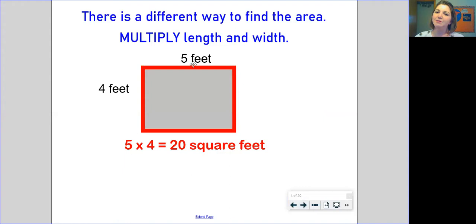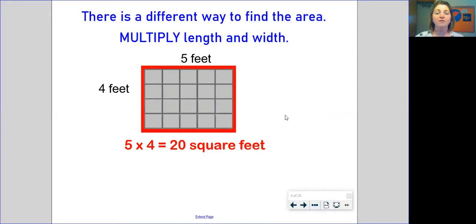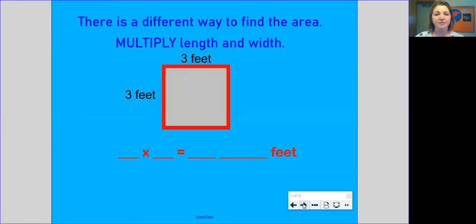But sometimes we only get the length and the width of a shape. If we only get the length and the width of a shape, we have to multiply those two to figure out the area. So imagine that there were a row of 5, and then you had 4 rows of 5. 5 times 4 equals 20, 20 square feet.